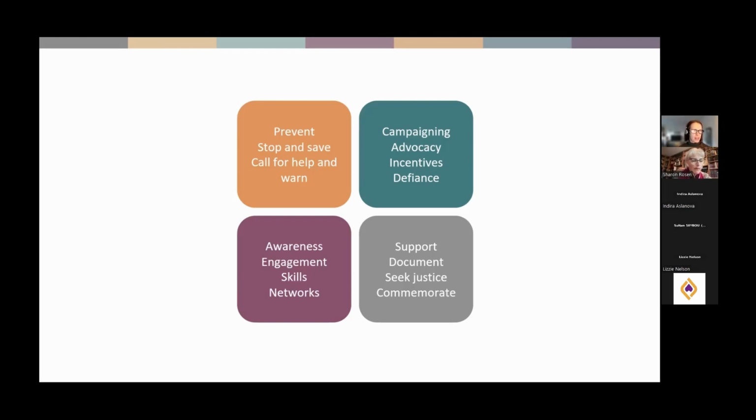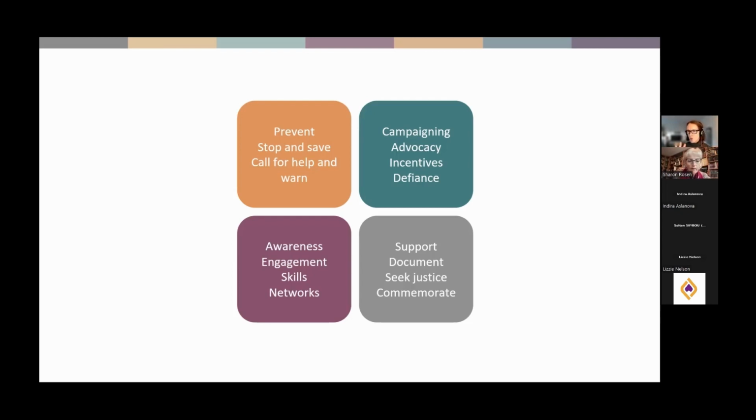Then we have what we call change tactics, and these are the kind of greeny blue color in the top right corner there. Campaigning, advocacy, providing incentives for changed behavior, and defiance, defying regulations that violate human rights or social norms that violate human rights. So those are the change tactics. Then we have what we call the building tactics in the bottom left purple corner: raising awareness, building engagement, building skills for creating change, and building networks to create change. So those are the building tactics.